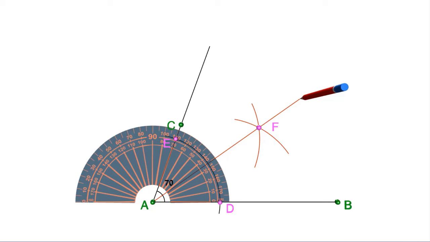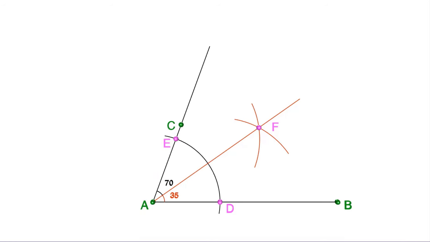So we can measure the angle FAB with the help of a protractor, and this is 35 degrees. That means the line FA bisects the angle CAB, and the angle of bisection is 35 degrees, and the original angle was 70 degrees. This way, we can bisect any angle with the help of a scale, T square or mini drafter and compass only.